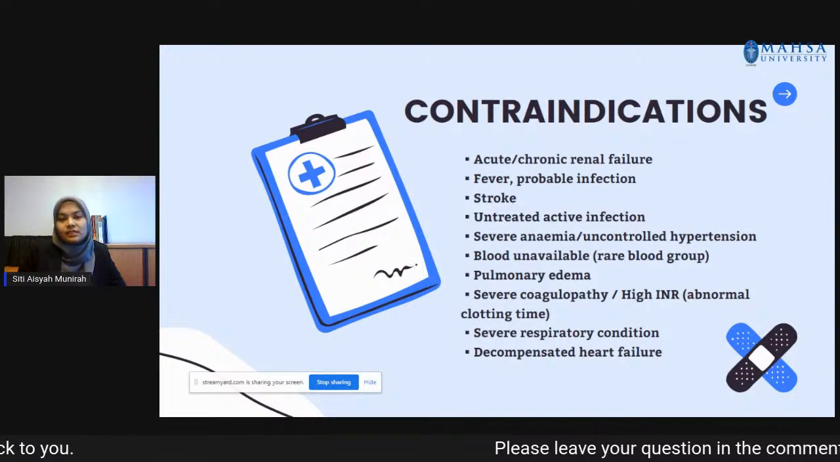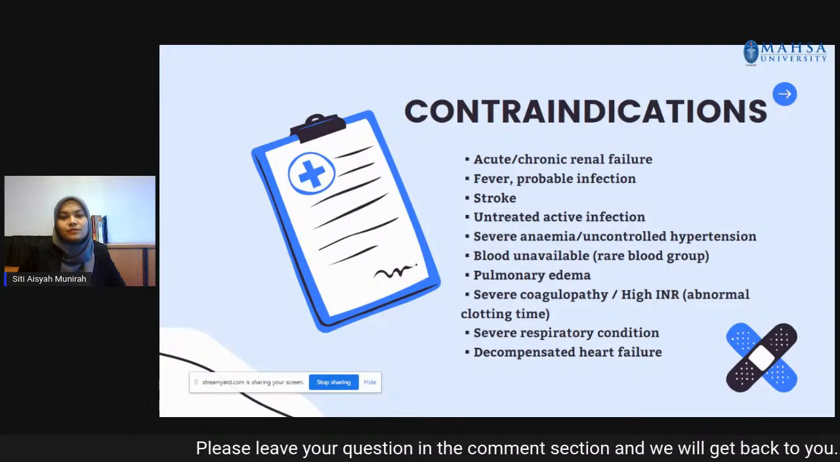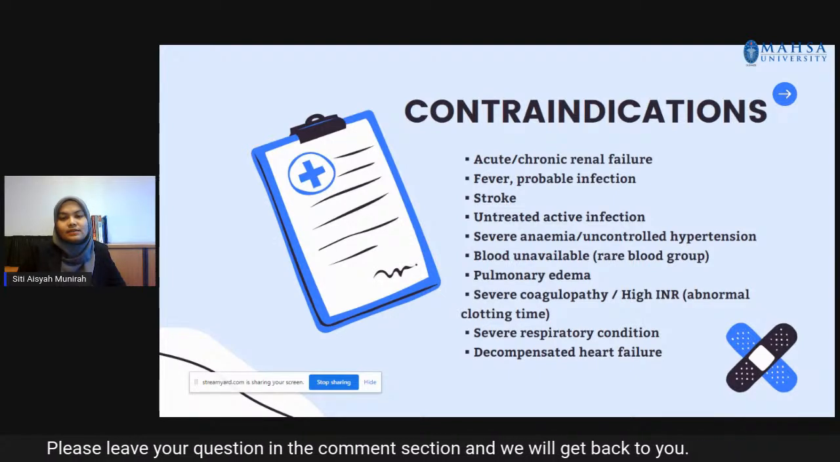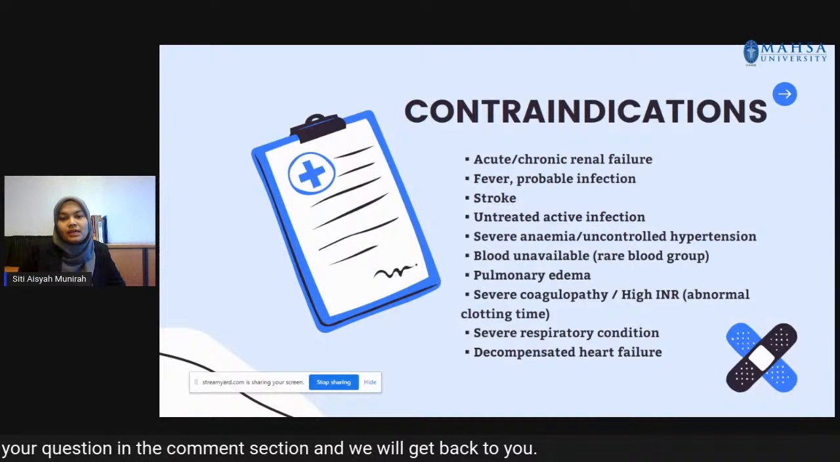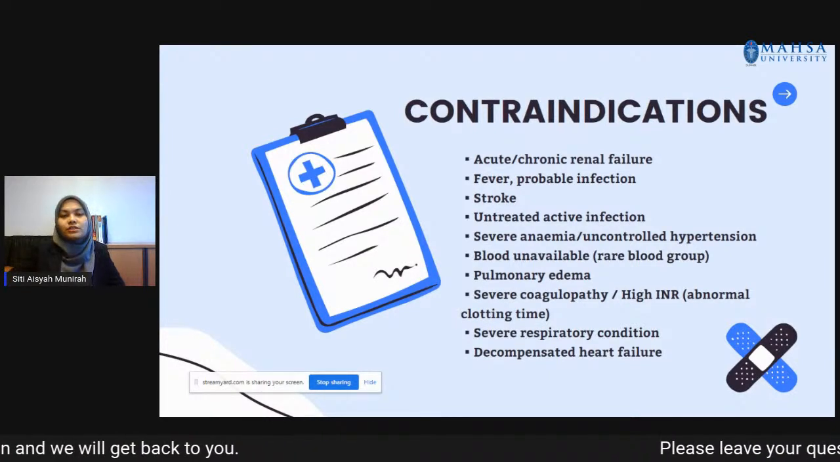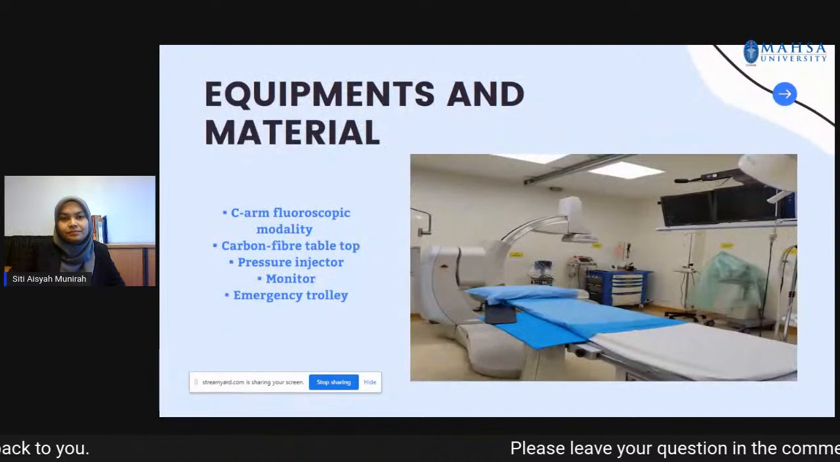So if the blood takes a long time to clot, it can increase the risk for the disease. Next are severe respiratory conditions and decompensated heart failure. These are among the contraindications for coronary angiography.